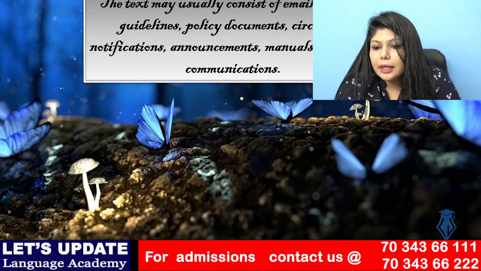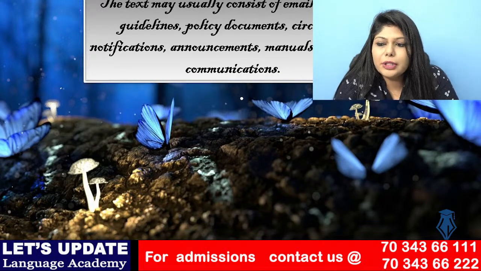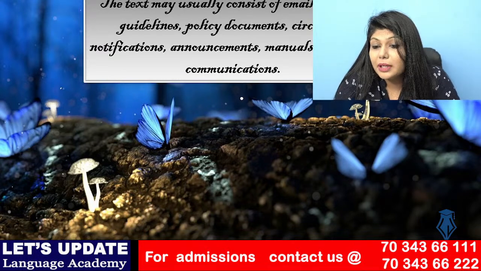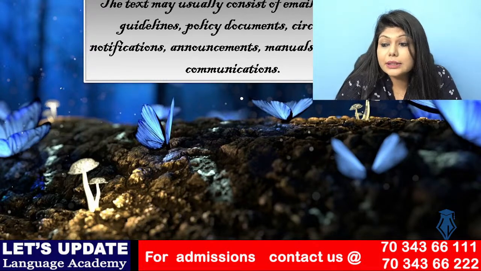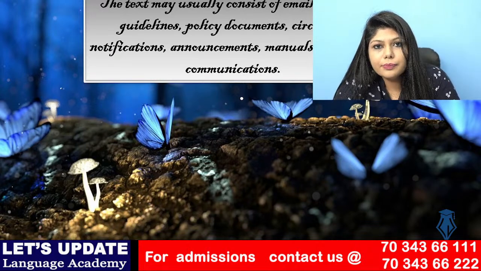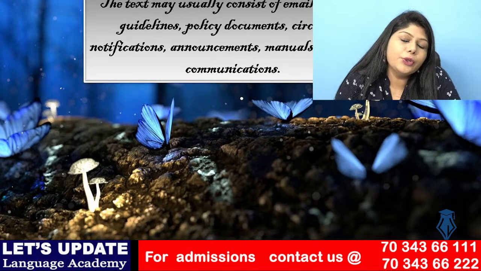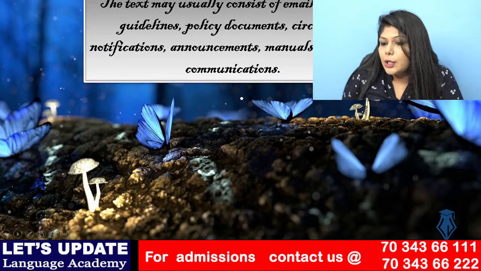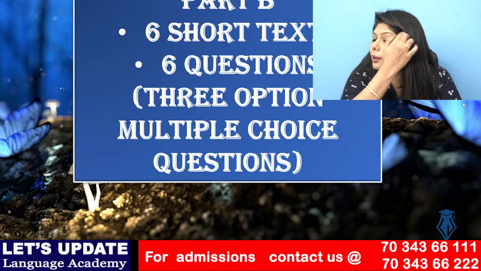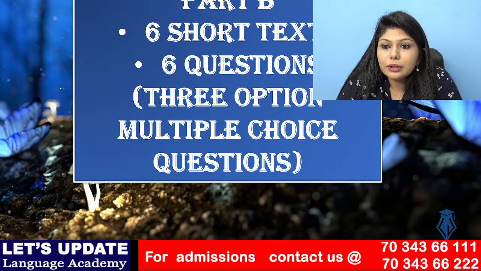The type of text that you can expect in part B usually consists of emails, memos, guidelines, policy documents, circulars, notifications, announcements, manuals, or internal communication within an organization or healthcare related field. These are the types of text you can usually expect from part B of the OET reading module. Part B consists of 6 short texts and 6 questions, and all 6 questions are 3-option multiple choice questions.